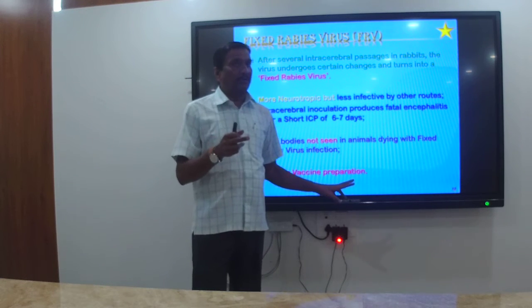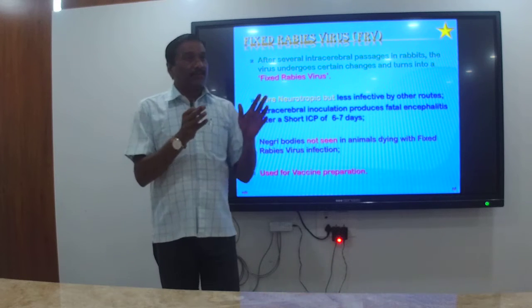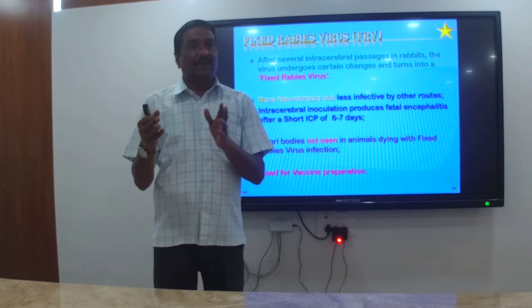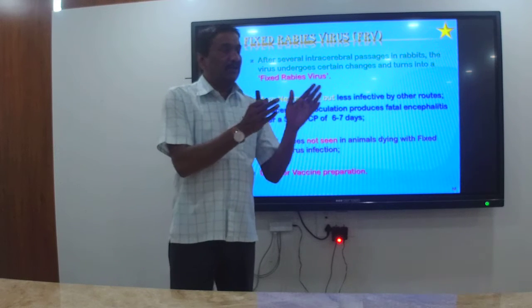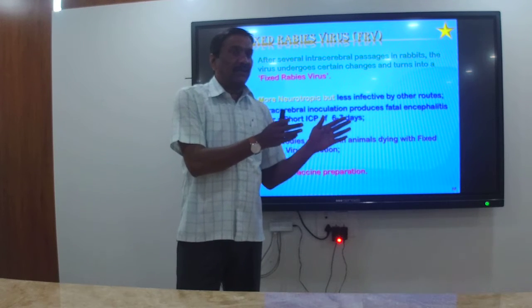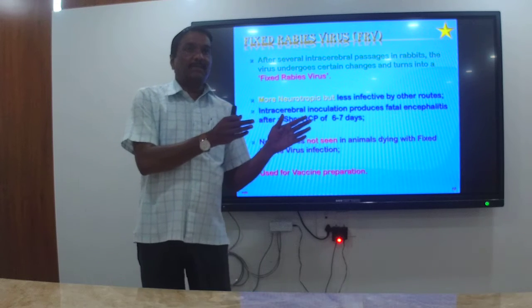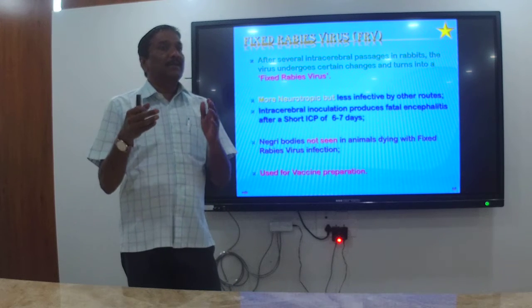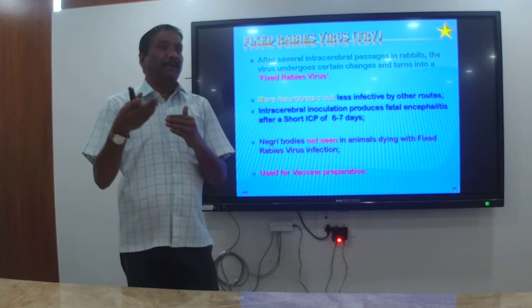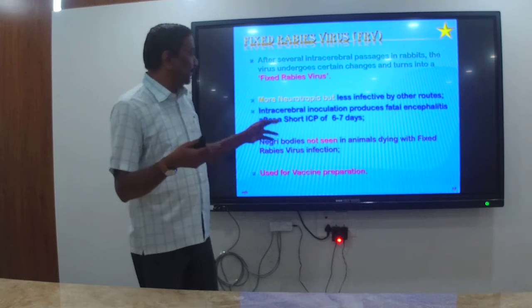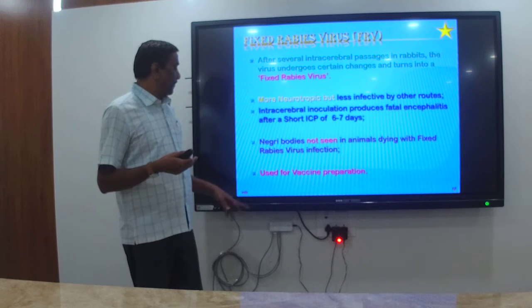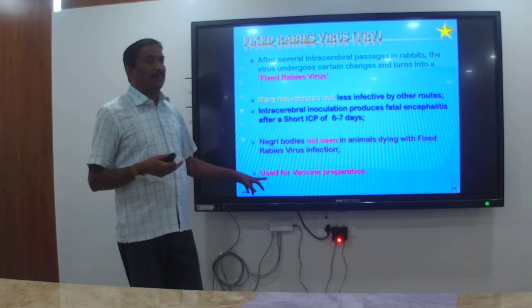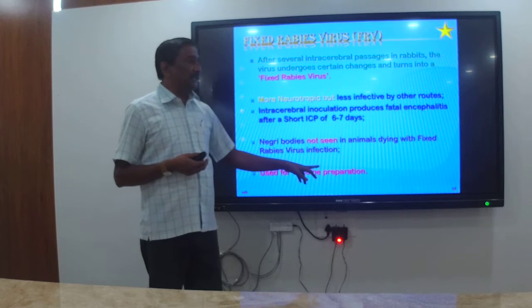This is very important for you to understand because fixed rabies virus and street rabies virus are different from one another. One which is isolated from the wild animals as a wild strain is street rabies virus, and fixed rabies virus is adapted to human being, more neurotropic when it is inoculated into the CNS. This fixed rabies virus can be used for vaccine preparation.